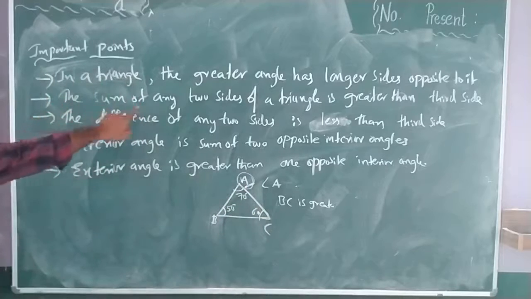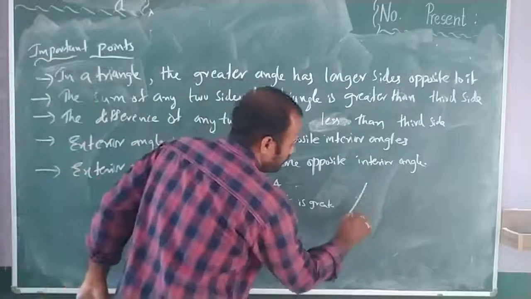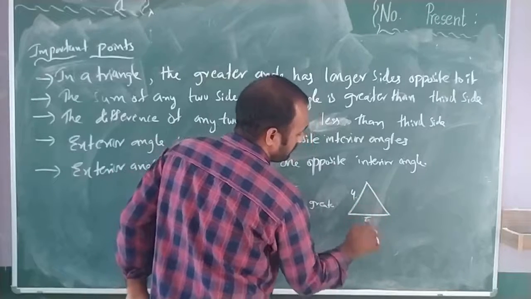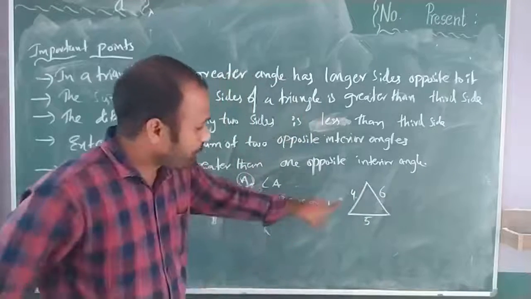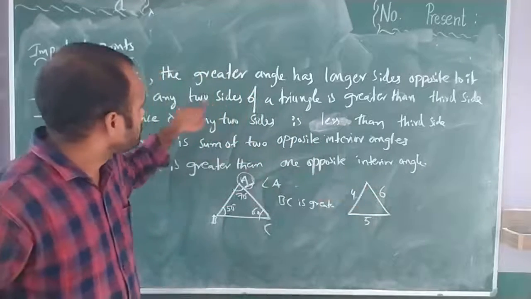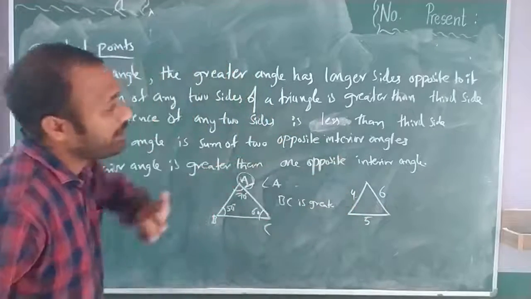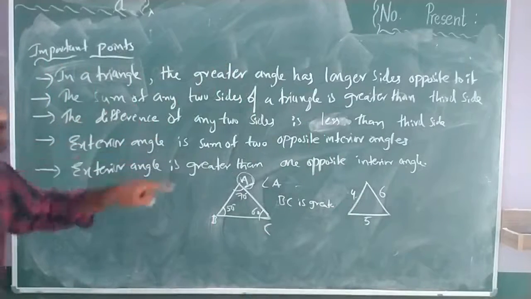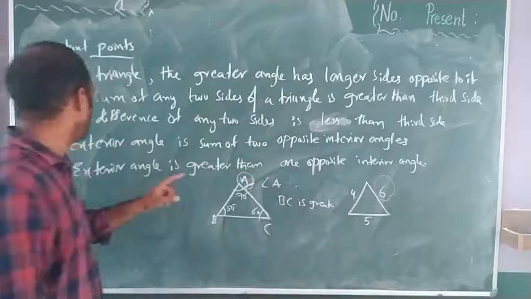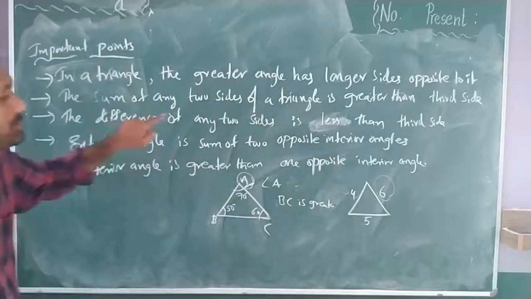Next, the sum of any two sides of a triangle is always greater than its third side. So if we take a triangle with some measurements like 4, 5 and 6, and I take any two sides, 4 plus 5, which is 9, is greater than the third side. 5 plus 6 is 11, which is greater than 4. It will be greater than the third side. Next, the difference of any two sides, 4 minus 5, is 1, which is less than the third side. So the sum of any two sides will be greater than the third side and the difference of any two sides will be less than the third side.